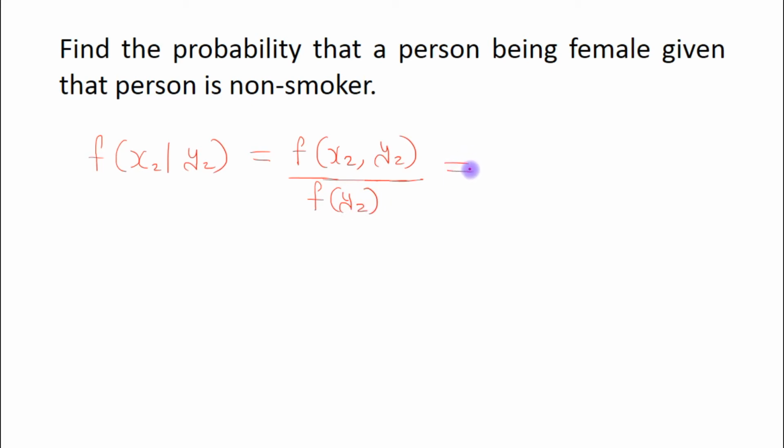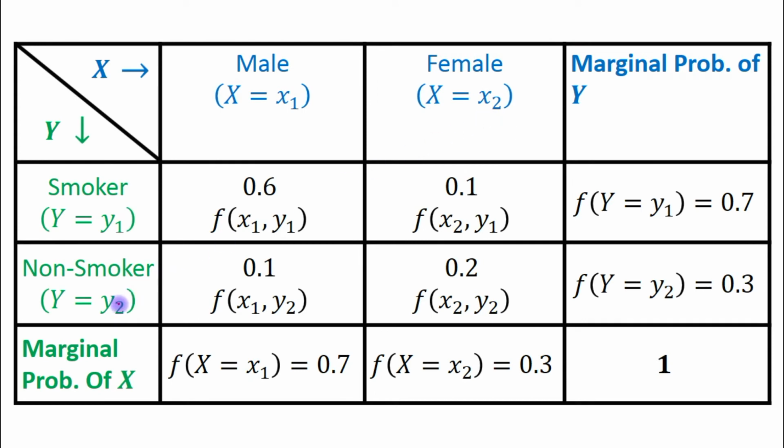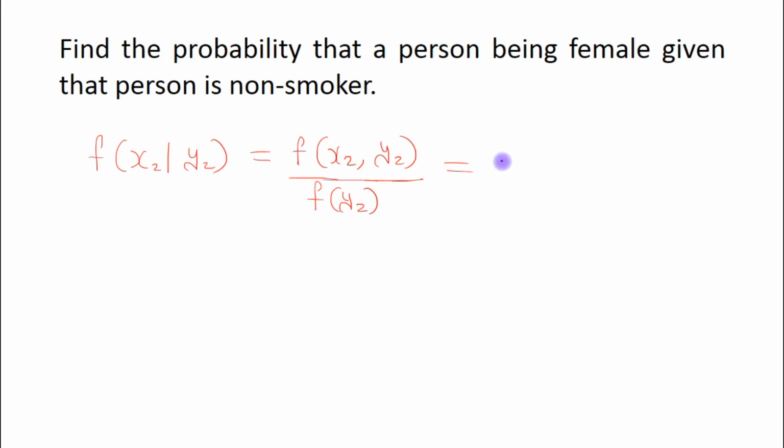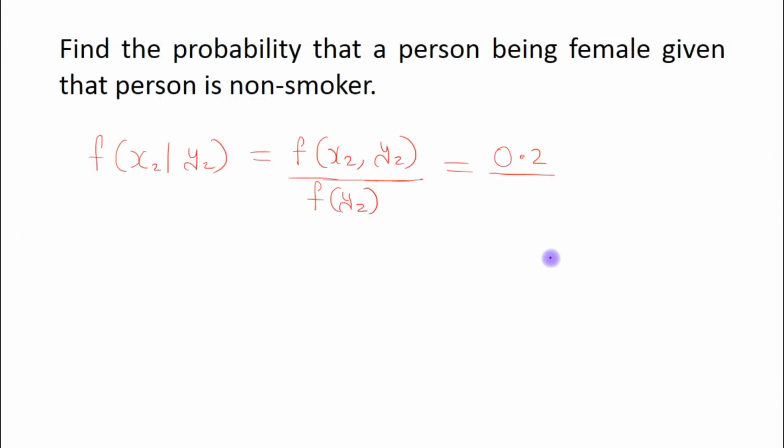which will be equal to its joint probability is given as x2 y2, which is 0.2. So we will write here as 0.2 whole upon fy2, that is the probability that a person is non-smoker, which is given as 0.3. It's equal to 2 by 3. Fine.